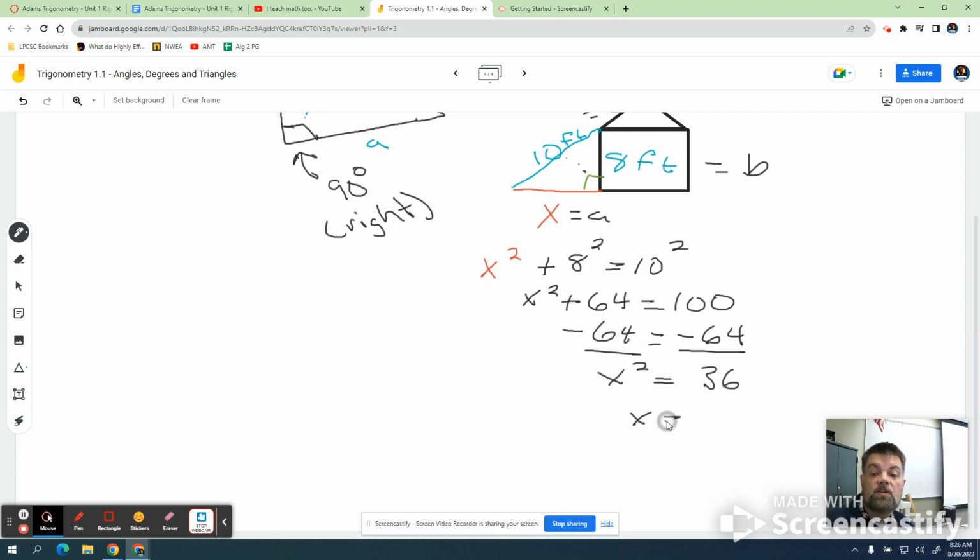What's the square root of 36? 6. Technically, it's plus or minus 6. But we'll focus on what we call the principal root. Always positive. Negative 6 doesn't work, right? I mean, it does kind of, but not really.